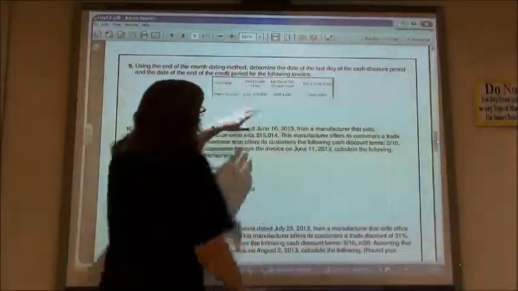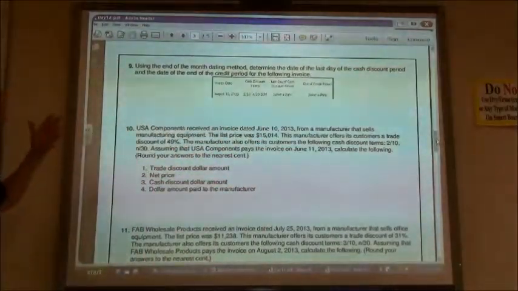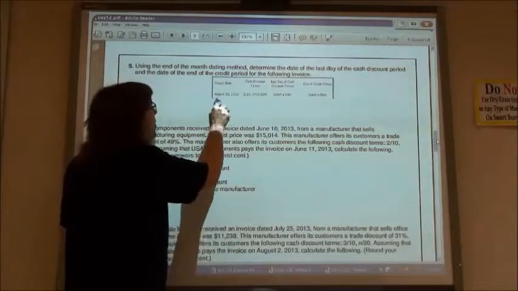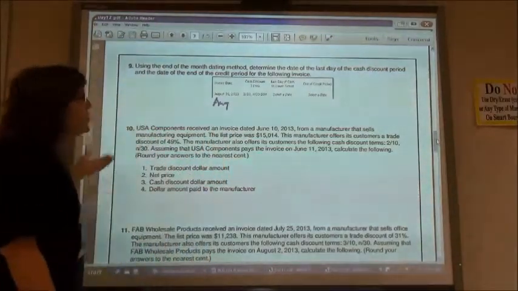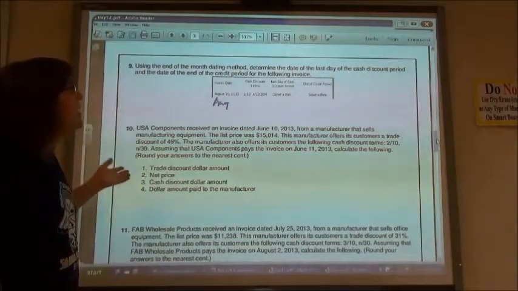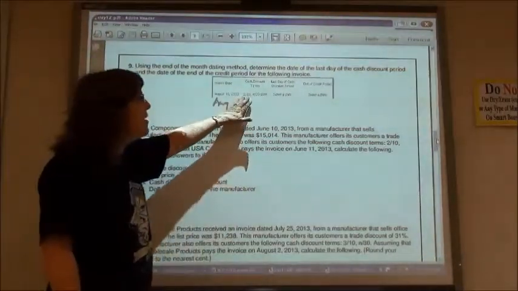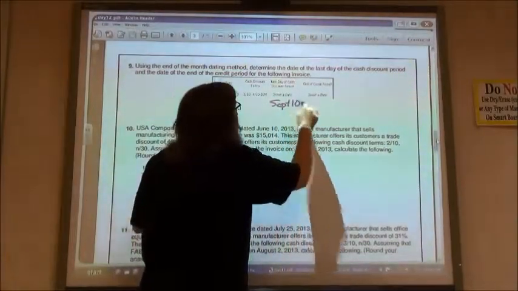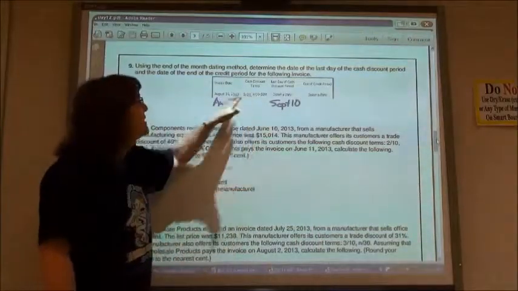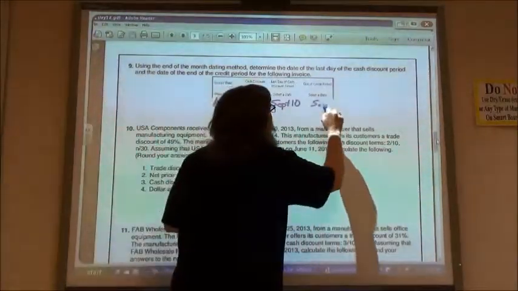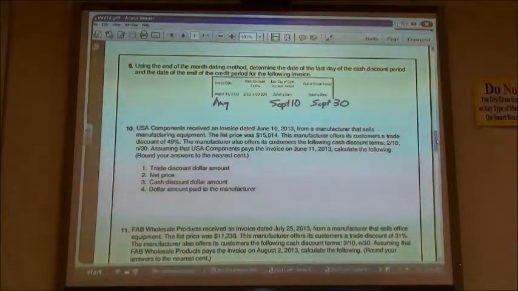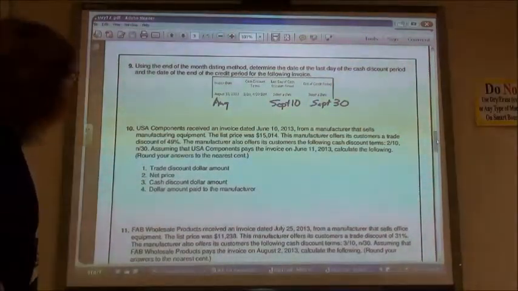Number 9 again, we're using the end of the month dating method. My invoice date is August 16th, so I haven't processed bills for August yet. I am going to process them on August 25th, and so they're going to go out in August. So when I have my discount, I have to pay it within 10 days of the end of August, which means I'm going to be into September, September 10th, and then I have 30 days after the end of August, so September 30th. The only one you wouldn't have a 30 on is on February, because you don't have a February 30th.